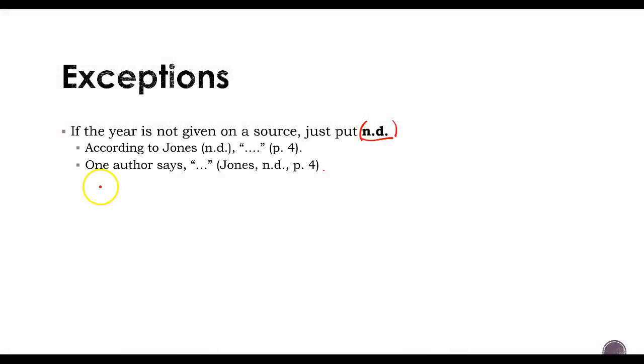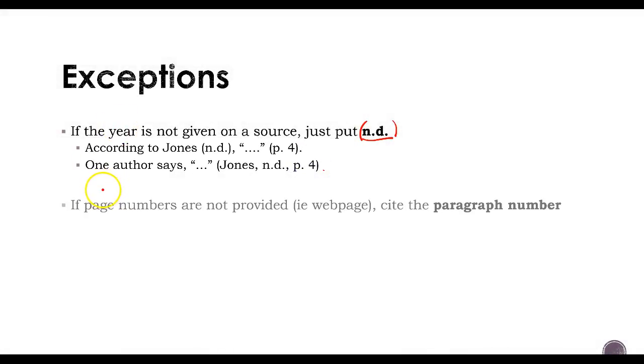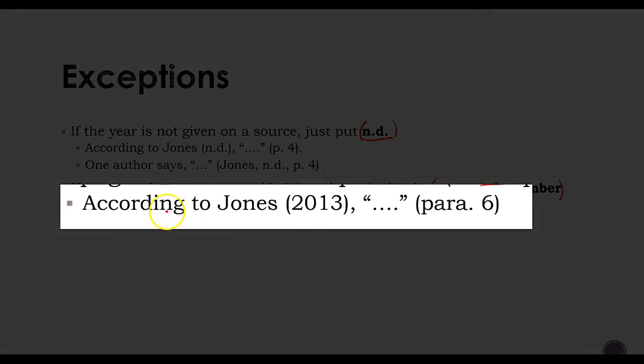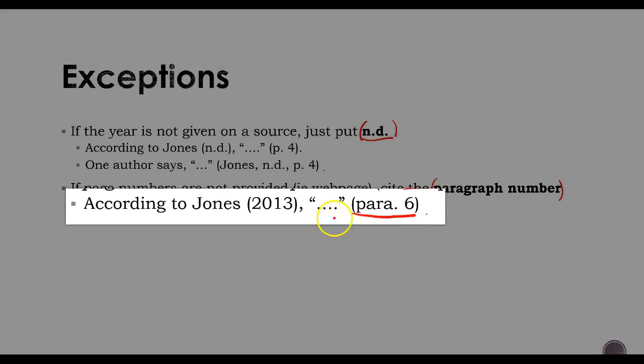In addition to having no date, sometimes page numbers aren't provided. If page numbers are provided, like for a book or a journal article, you just use whatever page number happens to be on the particular page that you're citing from. But if there aren't any page numbers provided, like on a web page, you want to cite the paragraph number. So you should really count down the paragraphs and say, what paragraph was this on the web page? According to Jones 2013, paragraph 6. So that would indicate that this information came from the 6th paragraph in the essay.